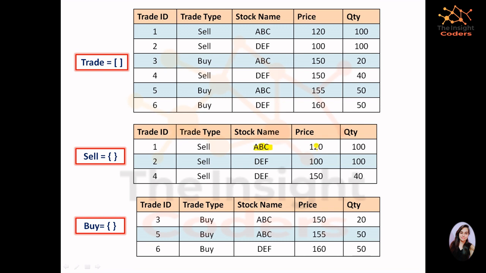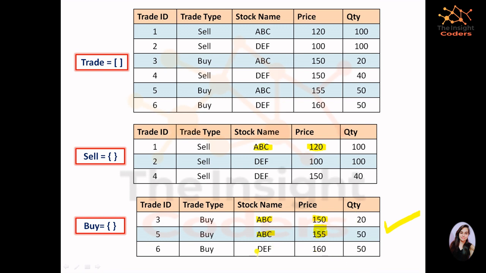The one who wants to sell wants the price of 120 rupees. We'll see who wants to buy ABC. They both want to buy ABC. Is the price greater than 120? Yes, it is. That means the person can buy because they are meeting the threshold value, right?